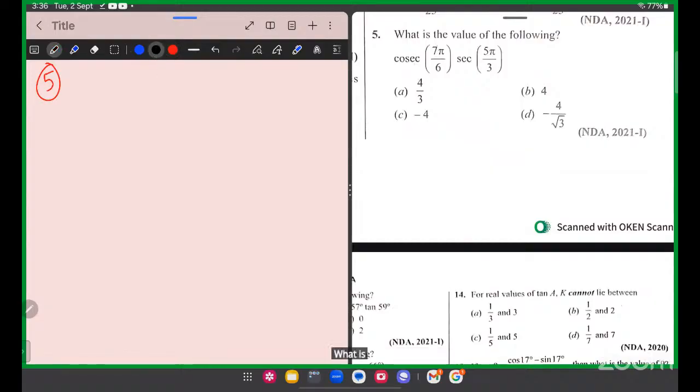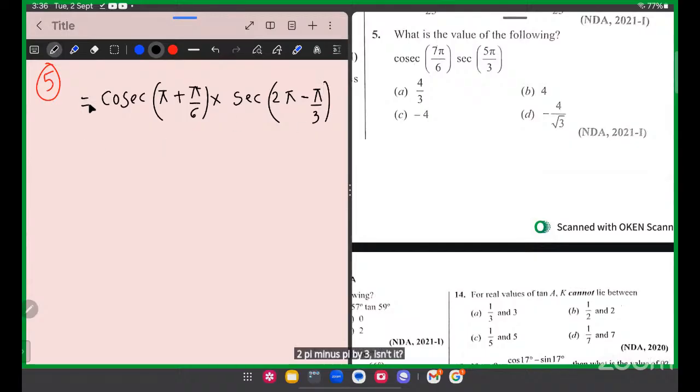What is the value of, again, a very easy question, cosec 7 pi by 6 into sec 5 pi by 3? Cosec 7 pi by 6 can be written as, tell me, cosec of pi plus pi by 6, and sec 5 pi by 3 can be written as, tell me, 2 pi minus pi by 3, isn't it? So this should be the first step.